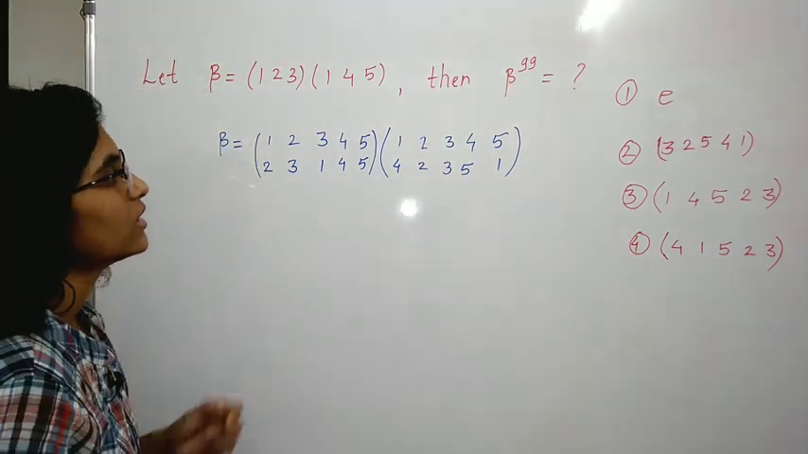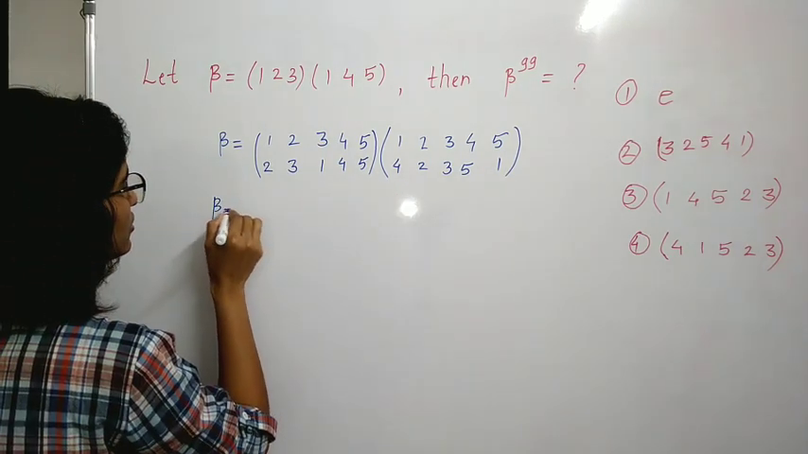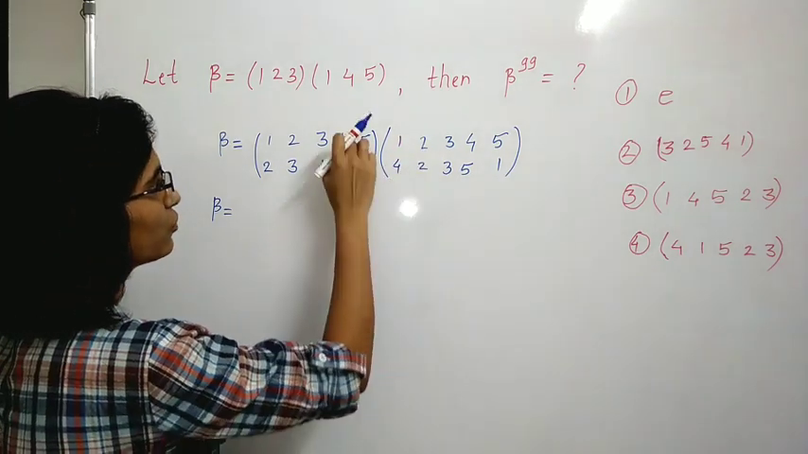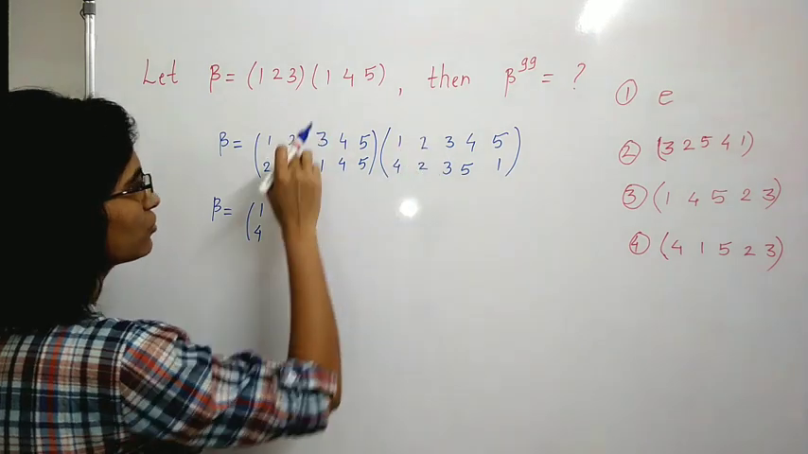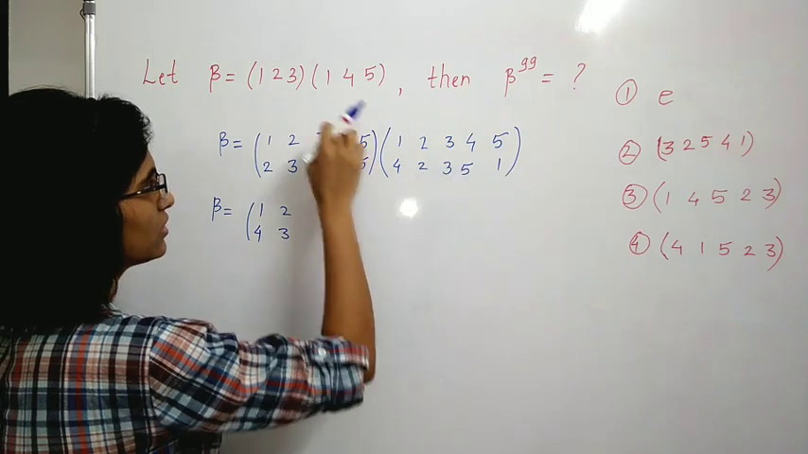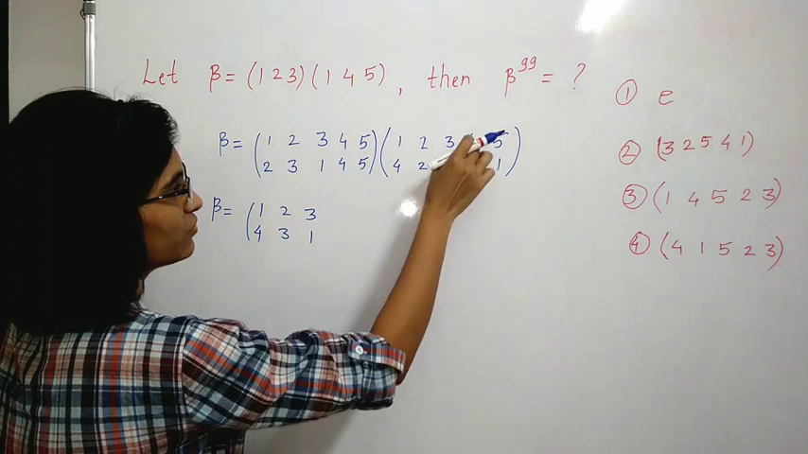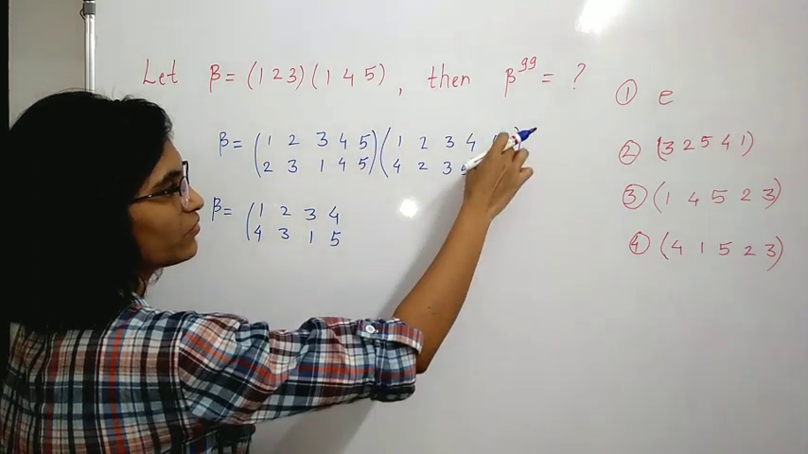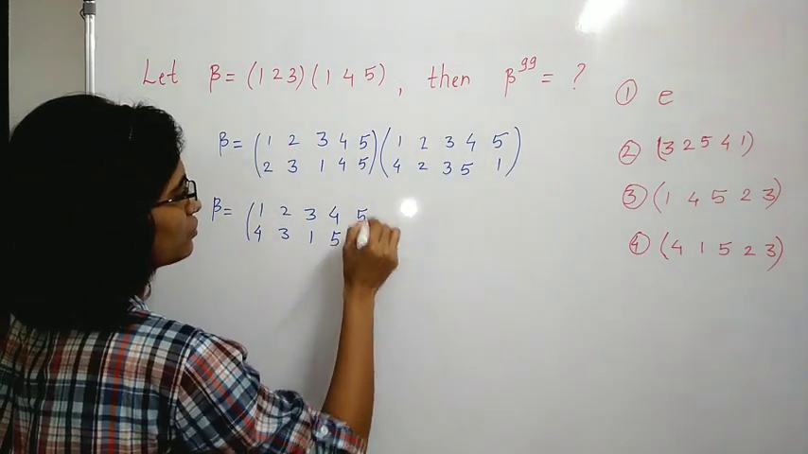Now let us find out what is this product. So beta is just equal to, start from here. 1 goes to 4, 4 goes to 4. So it is (1 4). Then 2 goes to 2, 2 goes to 3, so it is (2 3). Then 3 maps to 3, here 3 maps to 1, so 3 maps to 1. Then 4 maps to 5, 5 maps to 5, so (4 5). And 5 maps to 1, 1 maps to 2, so it is (5 2).